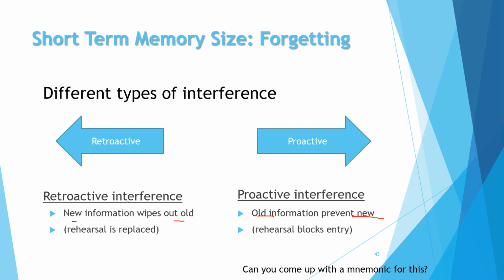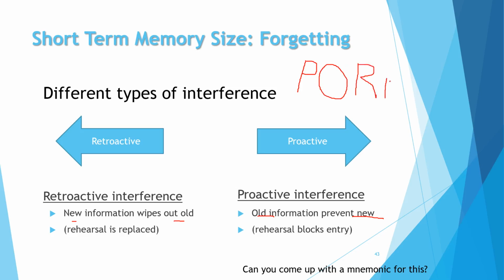Now, retroactive and proactive interference are easy to mix up. They are very commonly mixed up on tests. So can we think of a mnemonic that will help you remember proactive versus retroactive interference? The mnemonic that I've been able to come up with, the one I've seen, is PORN. So how is PORN going to help you remember proactive versus retroactive interference?